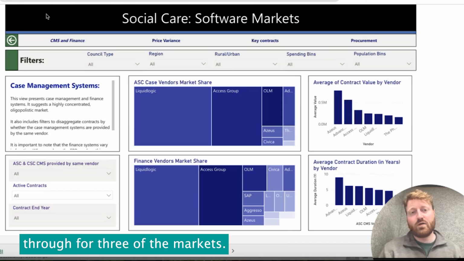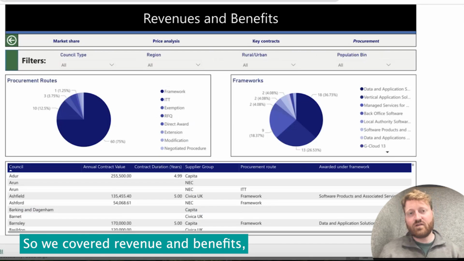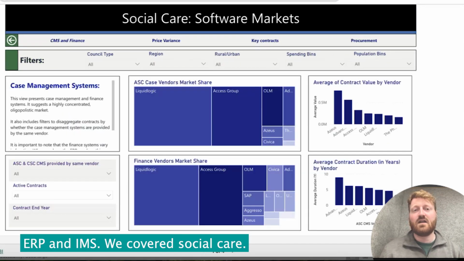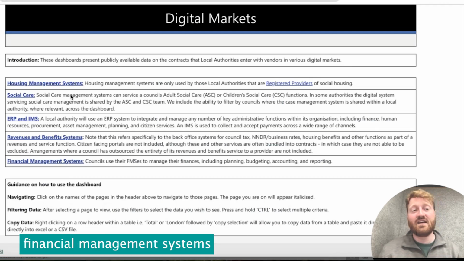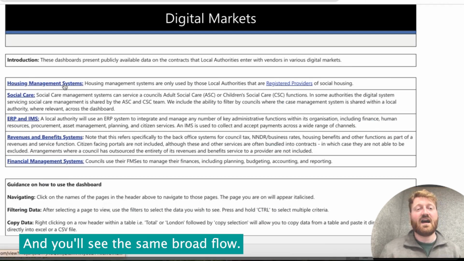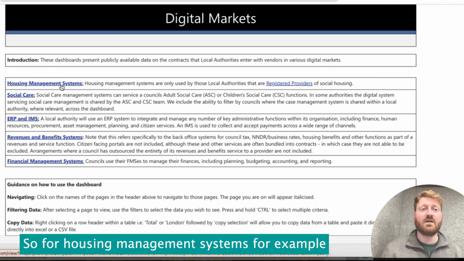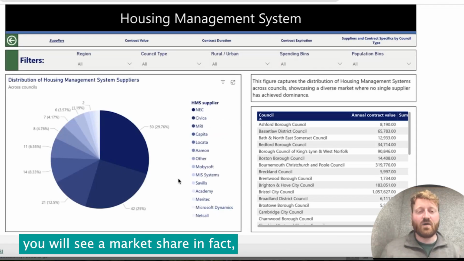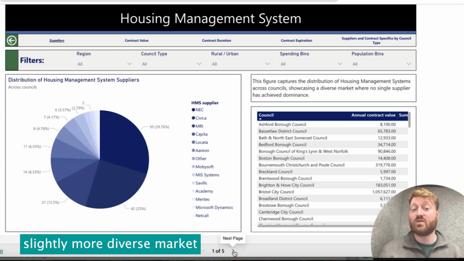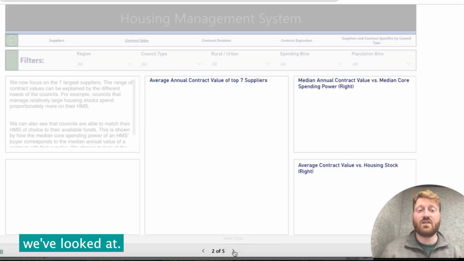That's a quick run through for three of the markets. So we covered revenue and benefits, ERP and IMS. We covered social care. You can do the same analysis just looking at financial management systems and housing management systems, and you'll see the same broad flow. So for housing management systems, for example, you will see a market share, in fact, a slightly more diverse market share than some of the other markets we've looked at.